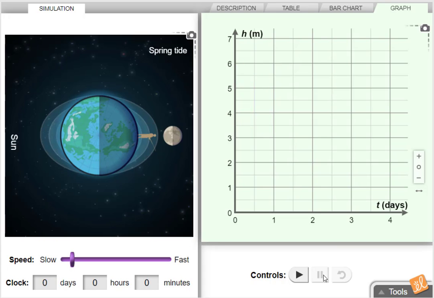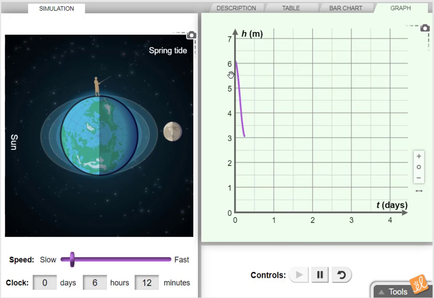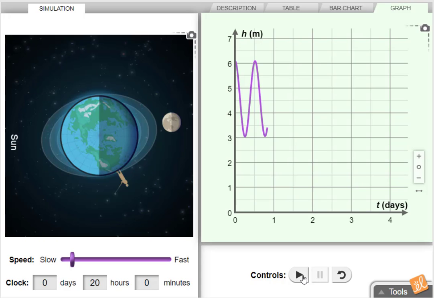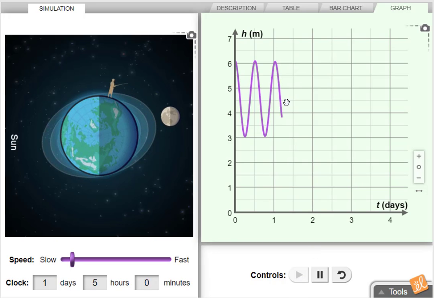The last one is going to be a graph, and that'll be pretty useful. We're going to look and see that it's going low tide, and then it crests at high tide, then down to the trough for low tide. And we're going to let it run for one day. You see, each day has 2 high tides and 2 low tides. 1, 2, 1, 2. Let's let it run another day.